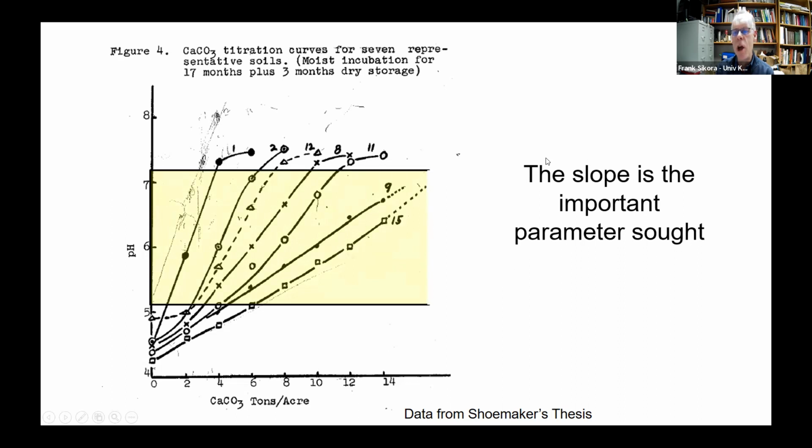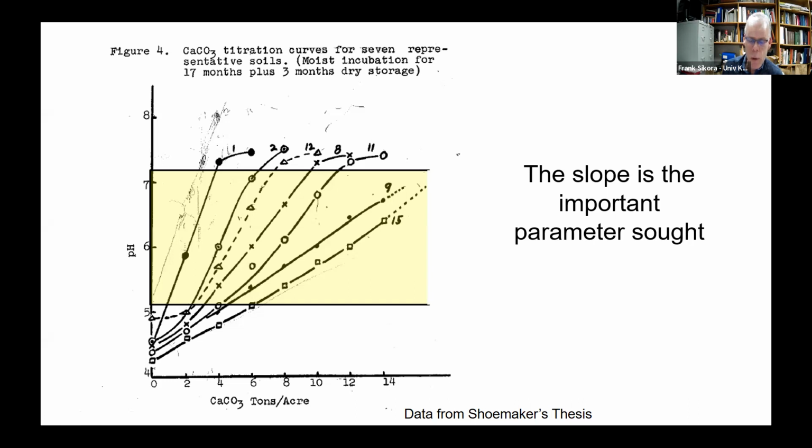And this was the objective not only in the work for the Sikora 2 buffer, but also the work that David Kissel did with the single addition calcium hydroxide method in Georgia. The objective was to determine what the slope is for the lime response curve. Because between a pH of about 5.2 to 7.2, it's pretty linear. So if you determine the slope of the response in this pH range, it has a lot of advantages.